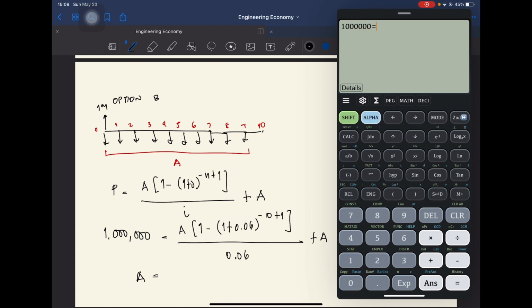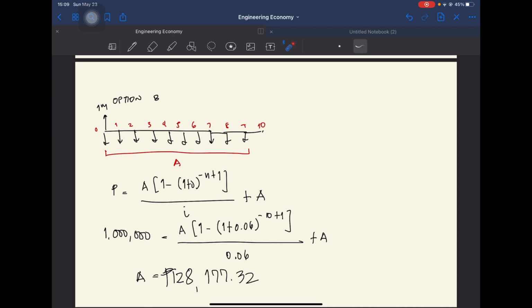1 million equals A times 1 minus 1.06 raised to negative 10 plus 1, that's negative 9, over 0.06 plus A. Shift solve. 128,177.32. So, ito yung binabayad nila annually para dun sa 1,000,000 utang para dun sa bagong building na binili. Okay? This is solved using the formula given to you earlier.